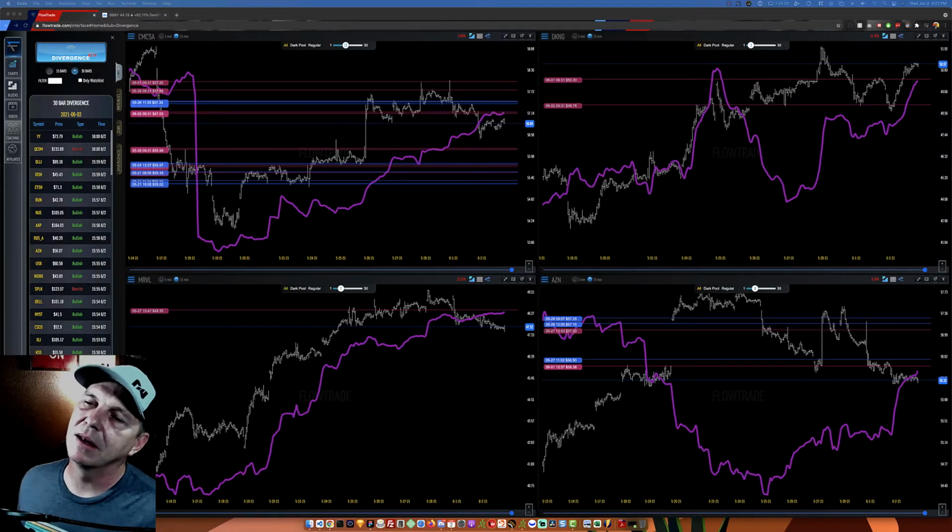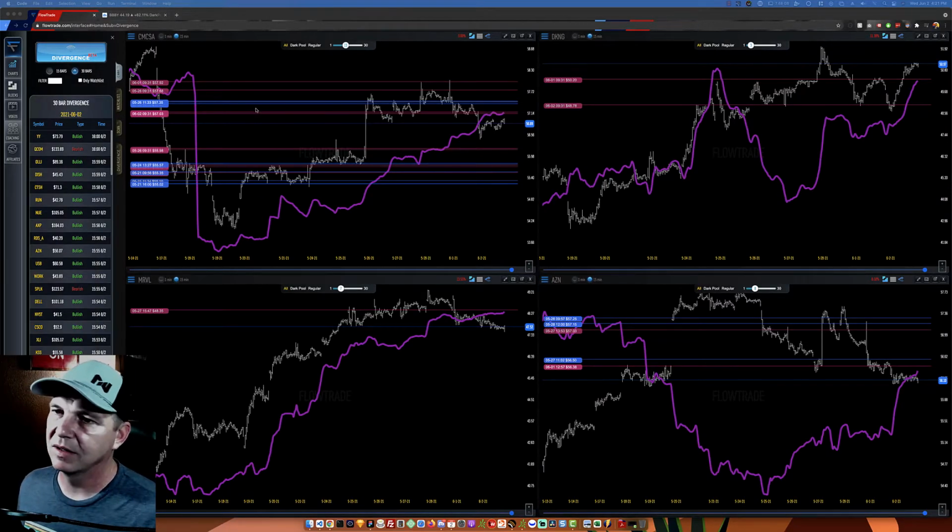All right, what you see in front of you is the Smart Money Dark Pool Block Trade algorithm. Going from left to right and down, we've got Comcast on the left, DraftKings, Marvell, AstraZeneca. The purple line is the normal algorithm line, whereas the white is price action. Any red horizontal lines are normal block trades, and the blue lines are dark pool block trades.